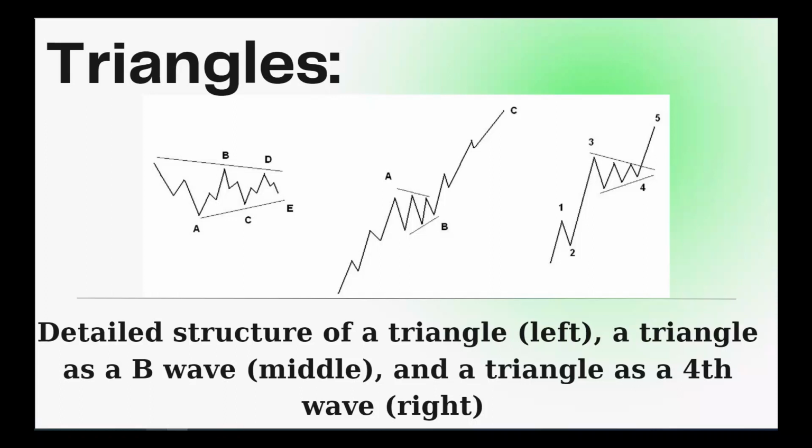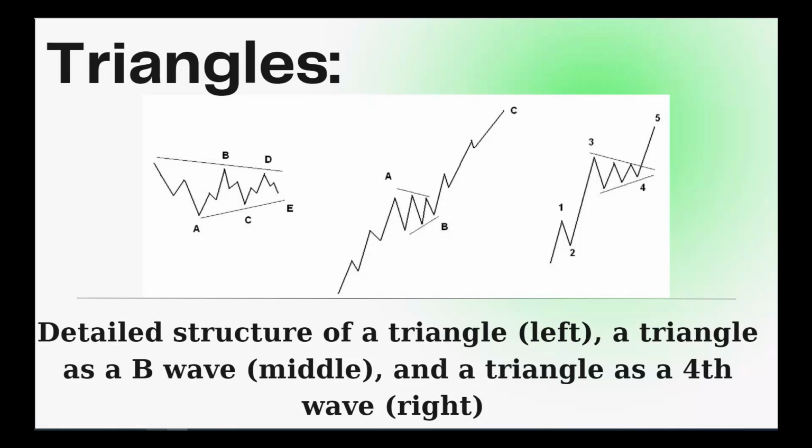Wave E is the final leg of the triangle and is a correction of wave D. It typically moves in the same direction as wave A and is often equal in length to wave B. The triangle pattern is often seen as a fourth wave or B wave in the larger wave pattern. The fourth wave is a correction of the impulse move of the third wave, and the B wave is a correction of the impulse move of the A wave.